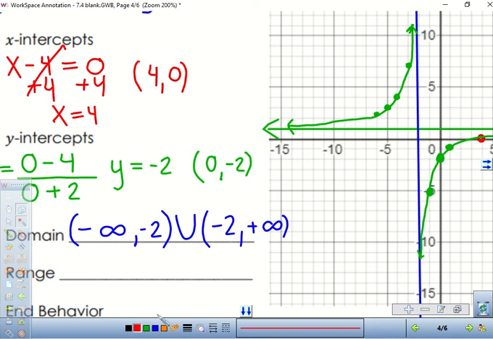Now we're going to go into range. So range is going to be all the possible y values of the function. So that's going to go from -infinity up to 1, and then it stops and picks back up after 1, which is its horizontal asymptote, to positive infinity, just like that.